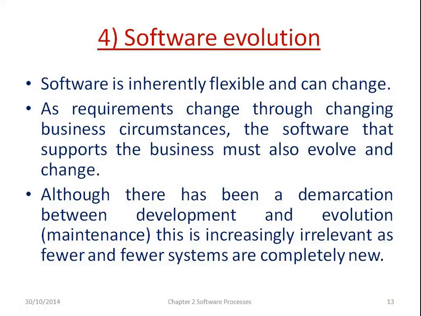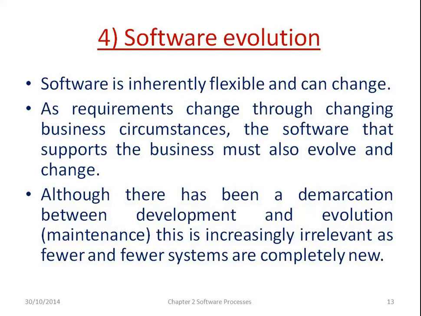The last activity is software evolution. Software change is inevitable. Why is change inevitable? Software is inherently flexible and can change. So the developed software product must be flexible and able to change. As requirements change through changing business circumstances, the software that supports the business must also evolve and change.